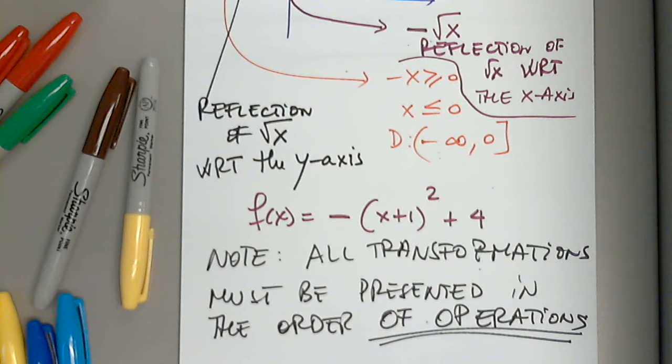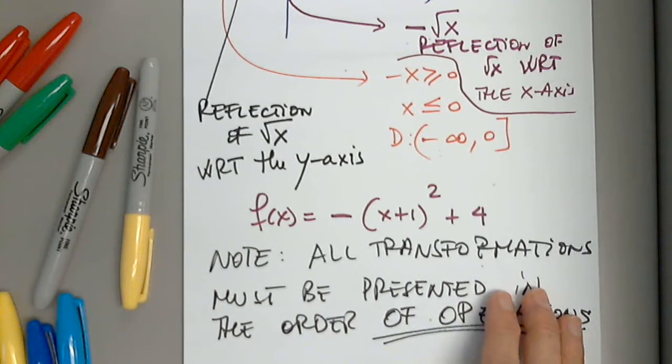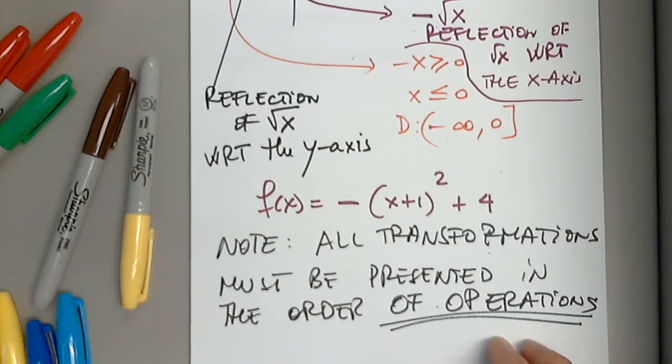Let's say I have 5 plus 1 is 6. The square is 36. That's done. That's the function. What will be my next step in order of operations? Exactly. That's my second transformation. So I got 36 with minus 1 in front, which is negative 36. What do I do now to negative 36? Right. So all transformations must be presented in the order of operations.